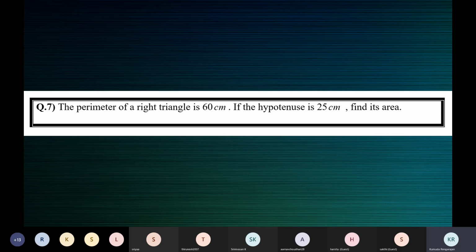So we have taken one side, that is one leg, as x, the other leg is 35 minus x, and the hypotenuse is 25. We need to combine all this information using Pythagoras theorem, and that's how we construct the equation. Yes, Arnav is right. Let's see the answer now.